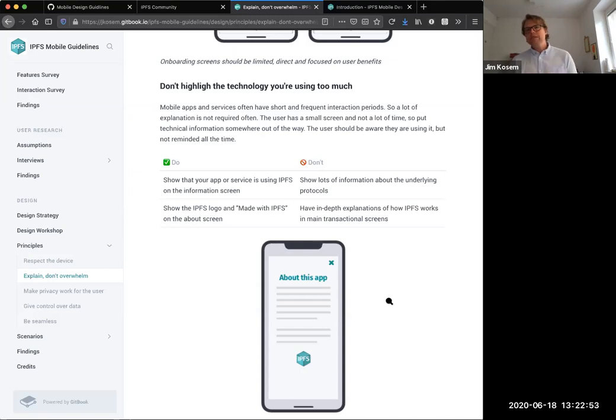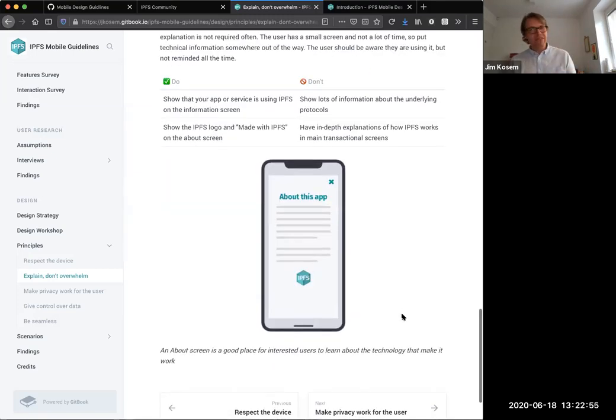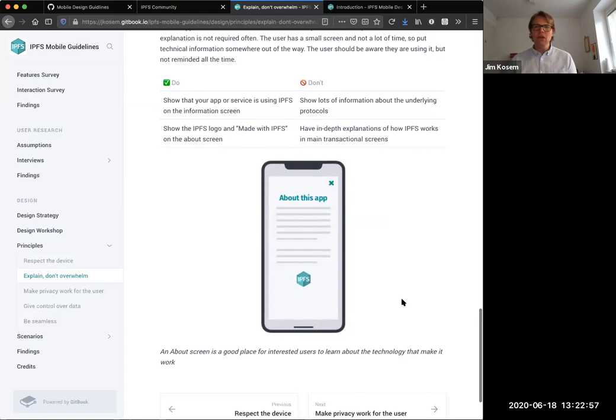A lot of DWeb apps and blockchain things in particular are very much about throwing the technology words at you, self-sovereign, et cetera, et cetera, et cetera. And just overwhelming people. And that creates even bigger barriers to entry. And that's one of the principles to avoid, I think.